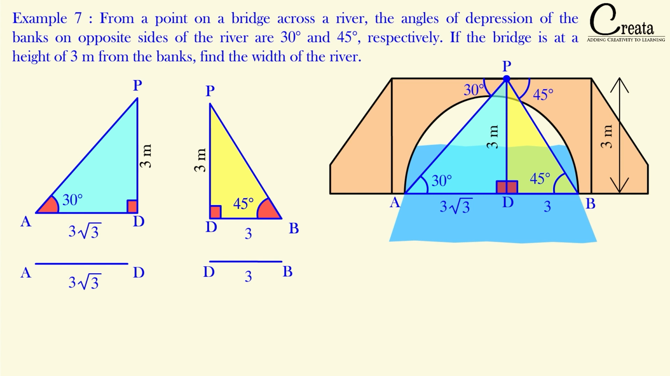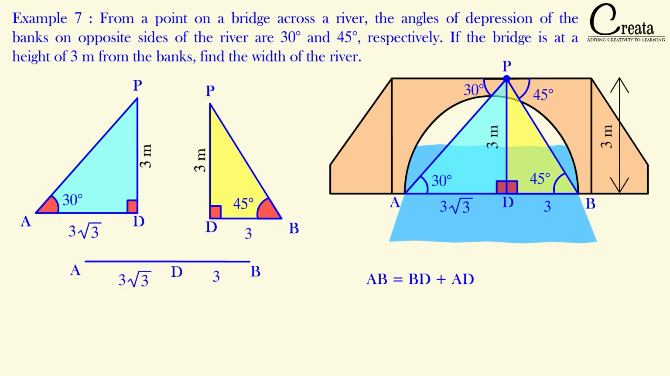Let's find the complete length AB, that is the width of the river, which is BD plus AD, that is 3 plus 3 root 3. So we got our answer as 3 into (1 plus root 3) meters. That is the answer of example number 7. Got it? We have done with question number 7.